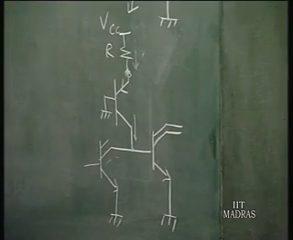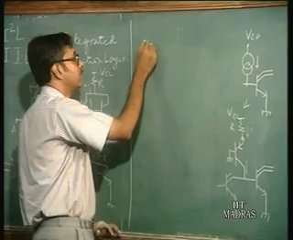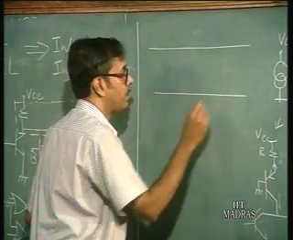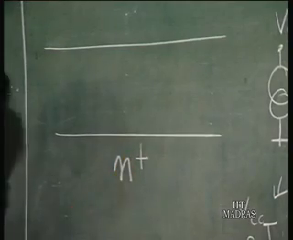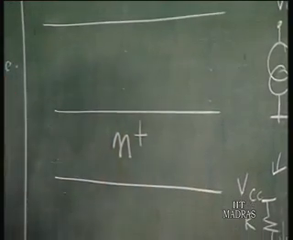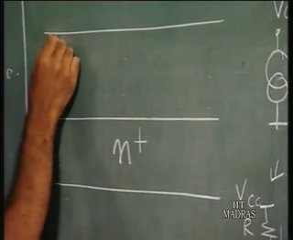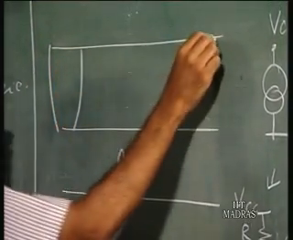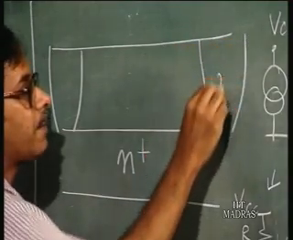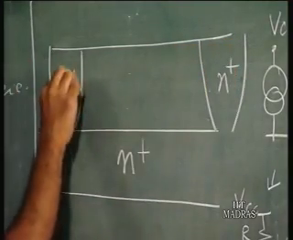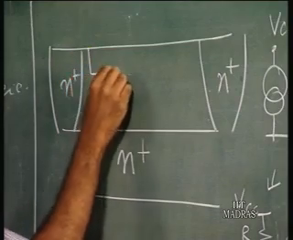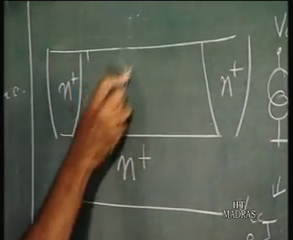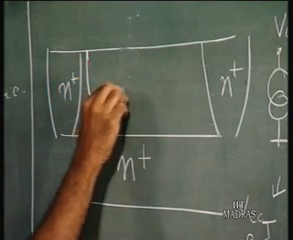Now, how do you realize it? We need to draw the cross section to see how this can be realized. So, how you realize it is you start with a wafer which is n plus on n, then you have a guard ring, then this is the PNP transistor.